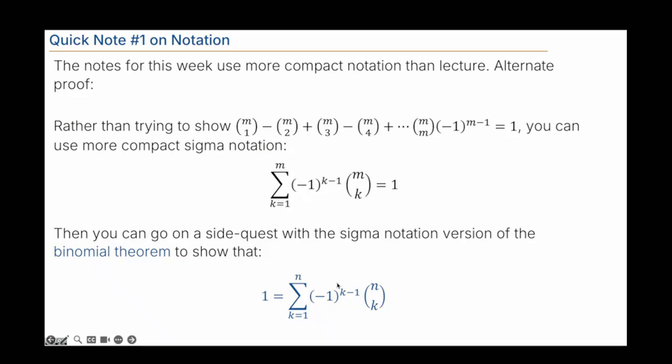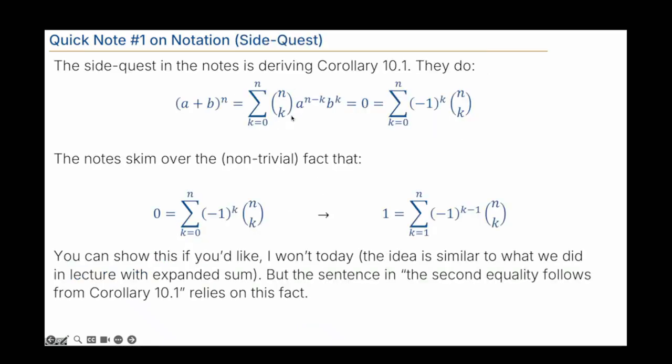and the notes tend to stick to something more like this format. So they tend to use sigma versus the expanded format. That's just what I did. Now, if you try to read the notes, I do want to warn you that the notes skim over the fact that this expression yields this expression, and it's not totally trivial. So just be aware that the side quest, the thing I called the side quest, they call it corollary 10.1, and I find it harder to read than this version. But you may like this version better, especially if you're a very strong mathematician. So that's the first note.